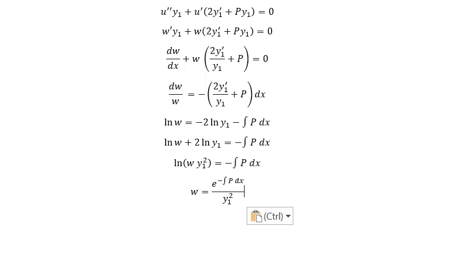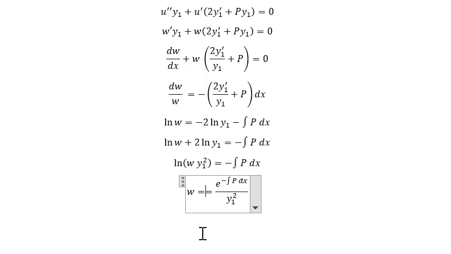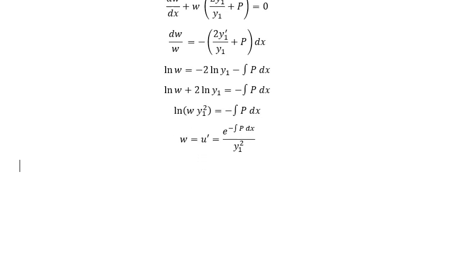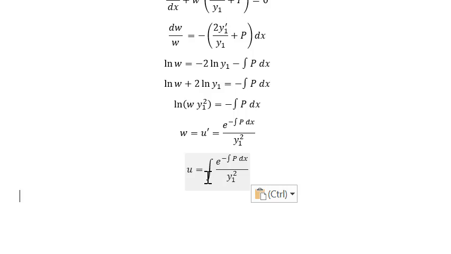After that, we want to remember that w was actually equal to u prime, and we're interested in finding u. So remember that this is equal to u prime, and to find u, we're going to integrate both sides. The integral of u prime is just going to be u, and the integral of the right hand side, well, we can't really simplify it because you don't know what p is, you don't know what y1 is, and so this is all we have right now.